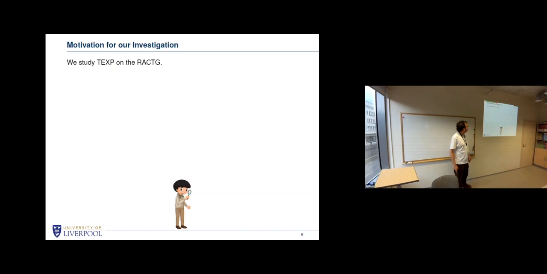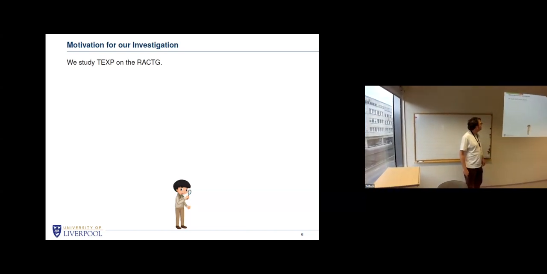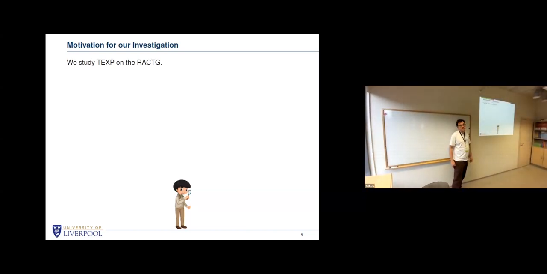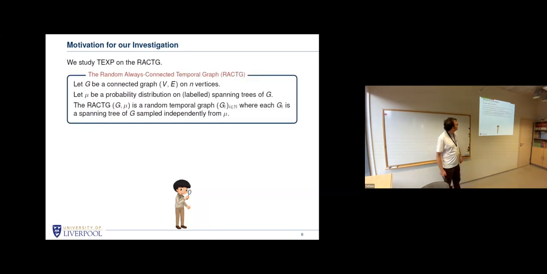So what's the motivation for our work? Well, we're going to study the temporal exploration problem on this random model. And here is the model again. You essentially have a probability distribution mu on the labeled spanning trees of some graph G. In each step, you just randomly sample a tree according to mu, and that's your snapshot. So it's connected in every step because they're spanning trees.